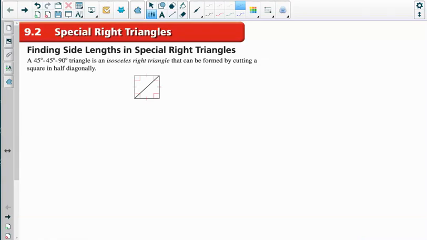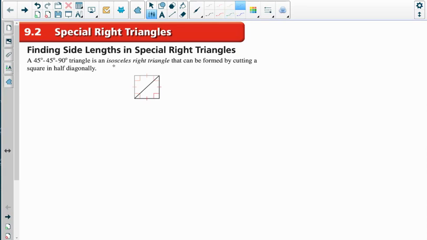Okay, so this is section 9.2, special right triangles. In this section, we are going to learn some shortcut rules for solving for the parts of right triangles if they satisfy certain criteria. And the first of these triangles is the 45-45-90 triangle.